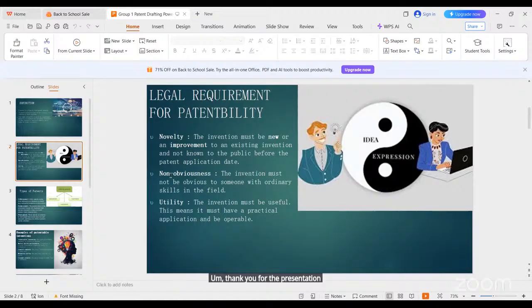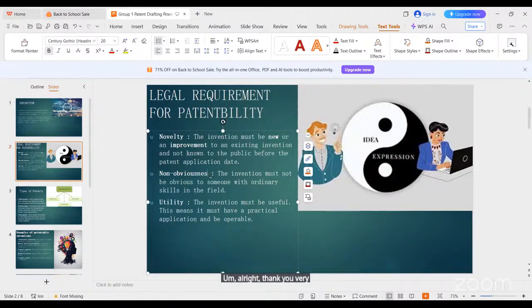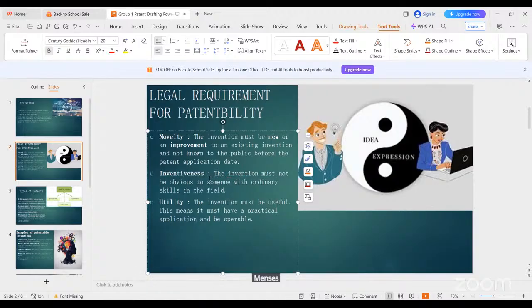I will have questions. Let's take questions. Thank you, Dennis. All right. Thank you very much, Ms. Shukurat, for those corrections. I do hope that the mentees were paying attention to everything that you said while making those corrections.